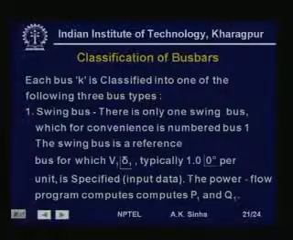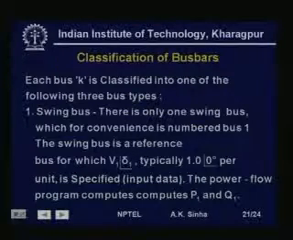So, we see that we have different kinds of bus bars in the system. One, we have just now seen, we have to specify a slack bus, that is a bus which can take care of the transmission losses. So, we can say that each bus K is classified into one of the following three bus types. One, the swing bus bar or the slack bus bar. There is only one swing bus, which for convenience is numbered bus 1.